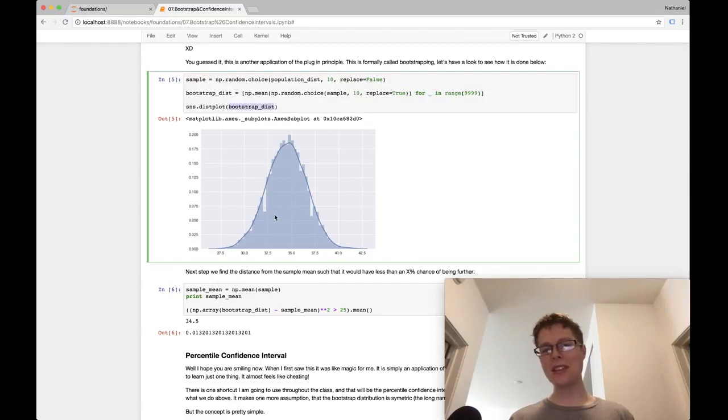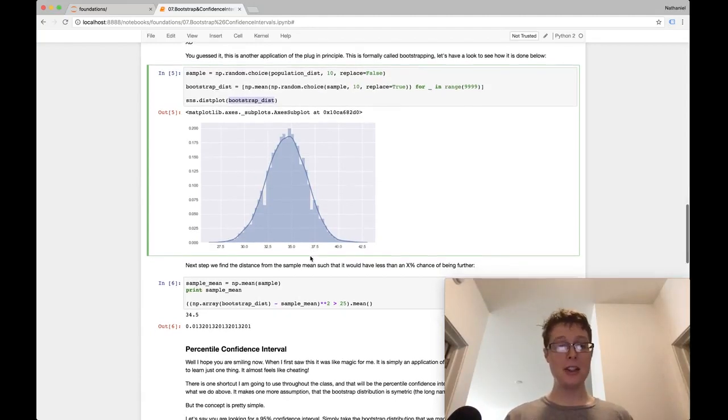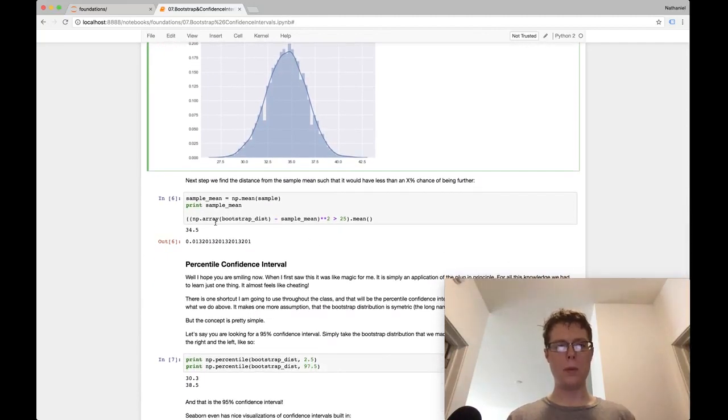It actually looks surprisingly similar to our real distribution. The one thing that you might notice is it's a little bit shifted. We got a kind of wonky sample here. So anyways, we go back here. That was the first step.